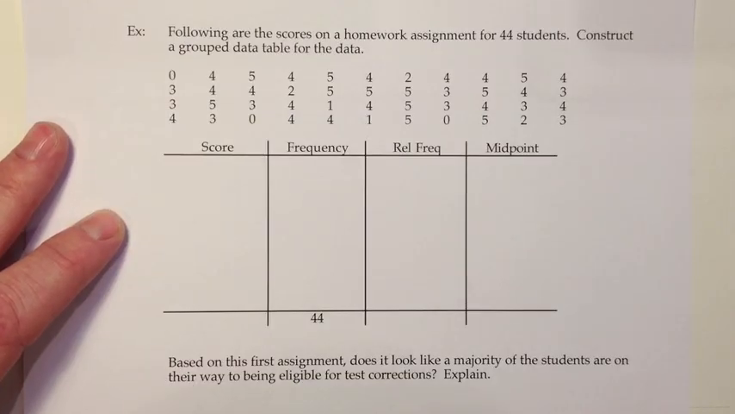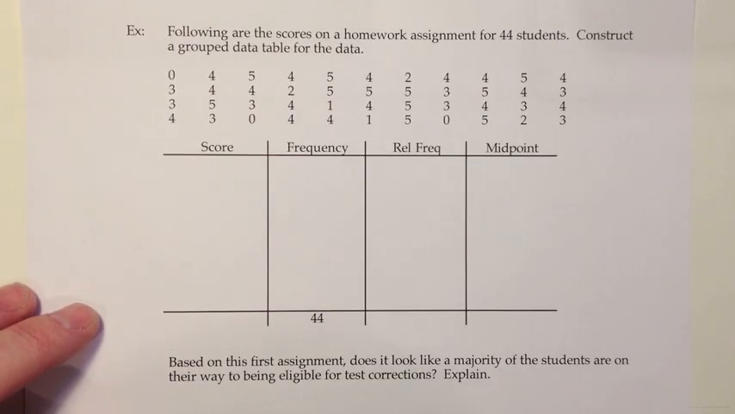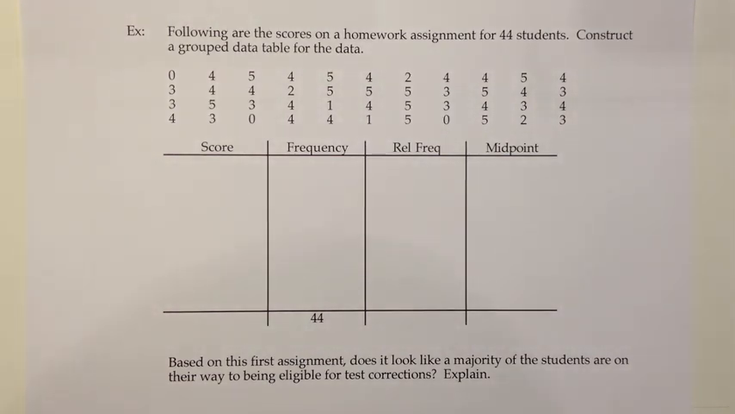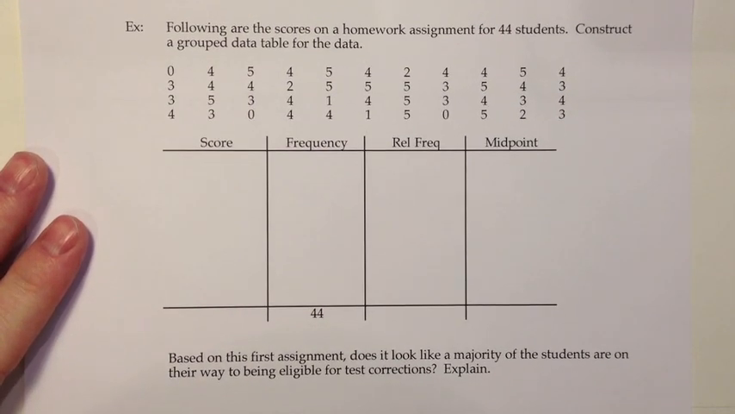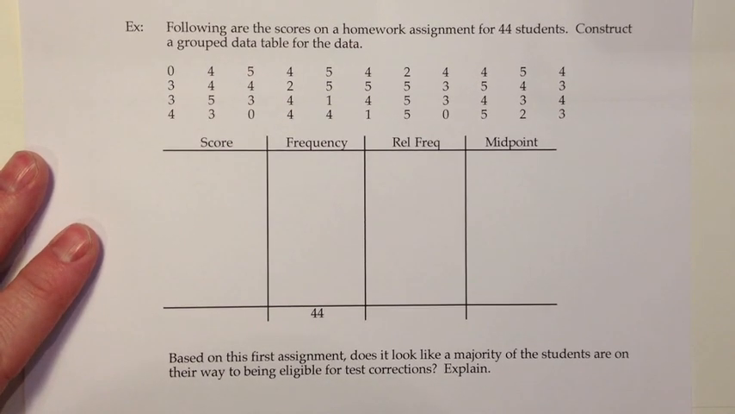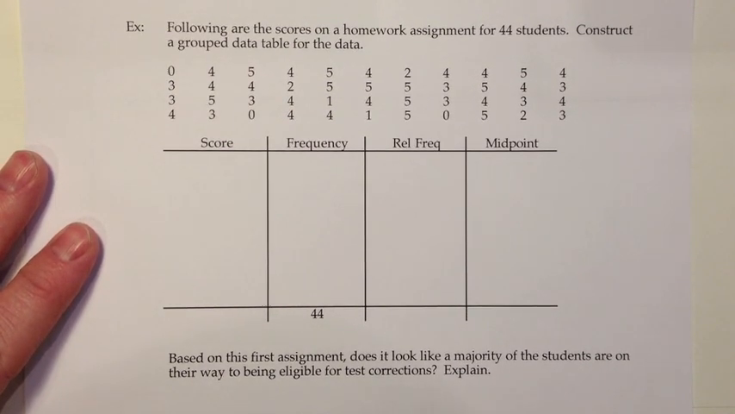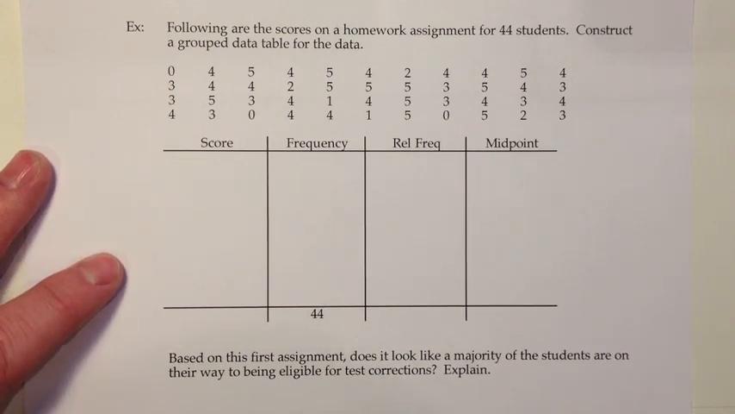Alright, continuing on in section 1.2, I want to show you one more example with quantitative data. We've already seen an example of both continuous and discrete, but it turns out something different happens with this one, so I want you to see an example of that before you head off to homework. So let's jump in, we'll see what's different about this one. The following are the scores on a homework assignment for 44 students, and they want us to construct a grouped data table for the data.